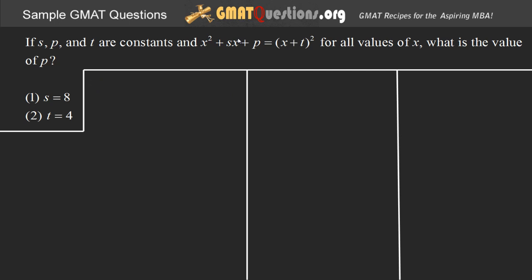We have another quadratic equation here, except we don't have 0. We have a factorization of the quadratic form. So let's write that down again here. X squared plus sx plus p, we are told, is equal to (x plus t) squared. If you rewrite this, it's the same as x plus t times x plus t.